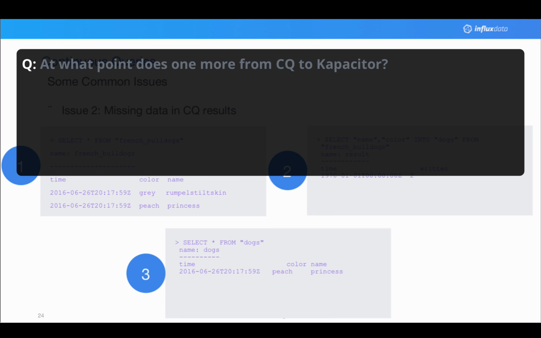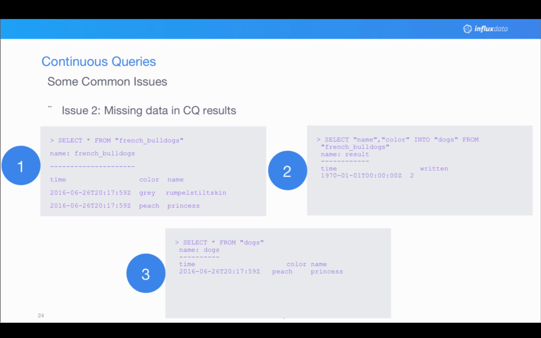Paul asks, at what point does one move away from CQ to Capacitor? And there's a very easy answer to that, Paul. It's as soon as you become CPU bound on your host. The first thing I would eliminate is continuous queries and offload that to Capacitor. Continuous queries are very CPU heavy. Does that answer your question there? Excellent. Okay.